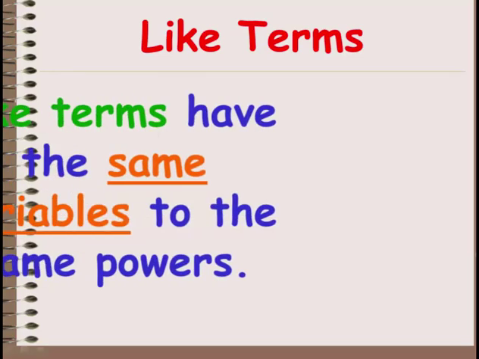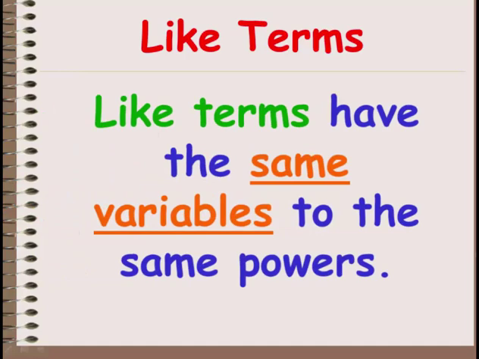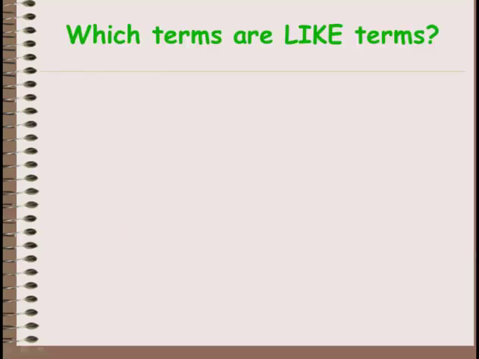Like terms have the same variables to the same powers. So an x and an x squared are not like terms because x has a power of 1, and x squared has a power of 2. Which are like terms? 3x and 7x. They both have the variable x to the first power. They are like.